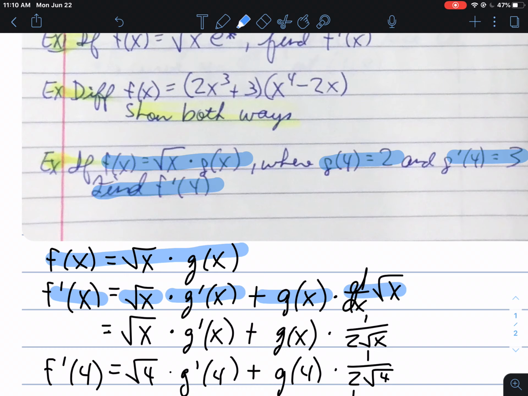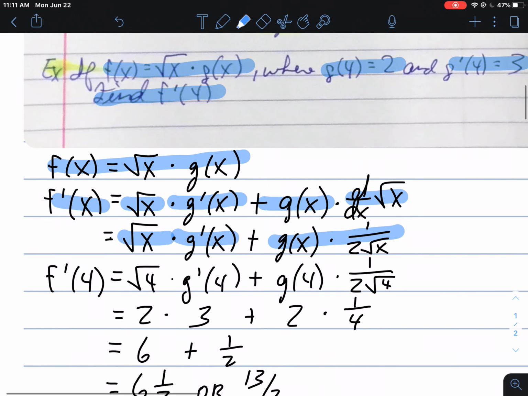And then again, you go in and find any derivative that you can find. In this case, since I don't know what g of x is, I certainly don't know what g prime of x is. So I'm just going to leave that as square root of x times g prime of x. I don't know any more than that. But I do know the derivative of square root of x, because that's the one we found in the previous problem. So then this becomes g of x times that derivative of square root of x, which we found to be 1 over 2 square roots of x.